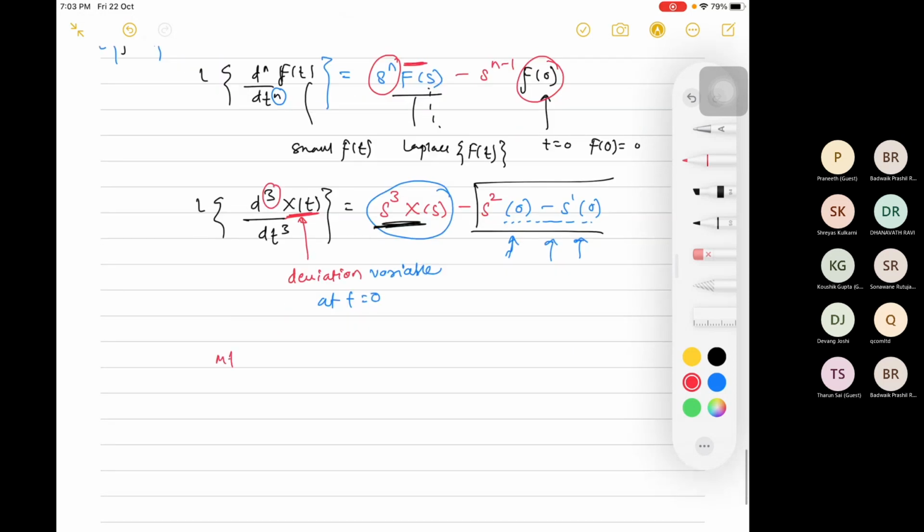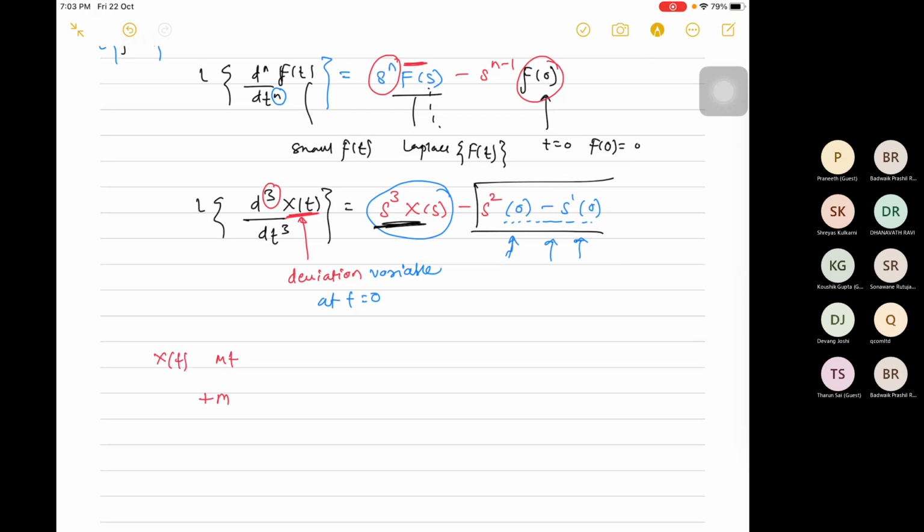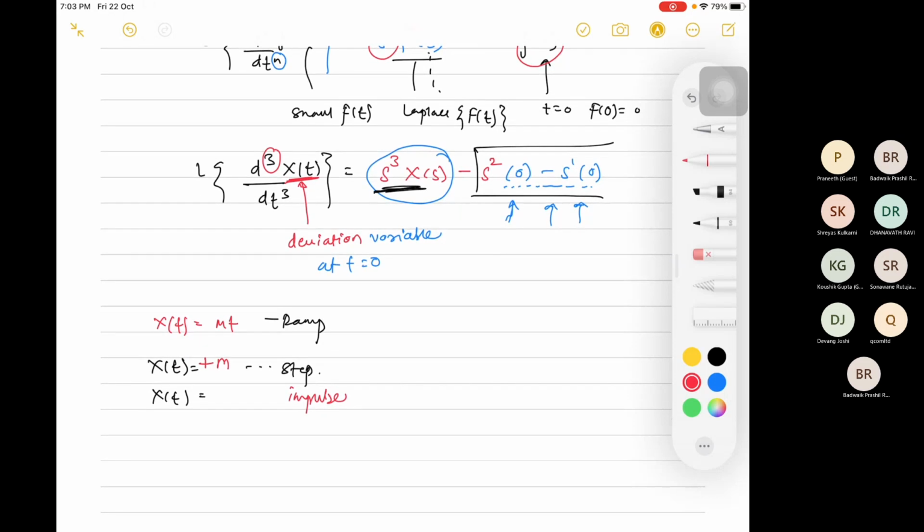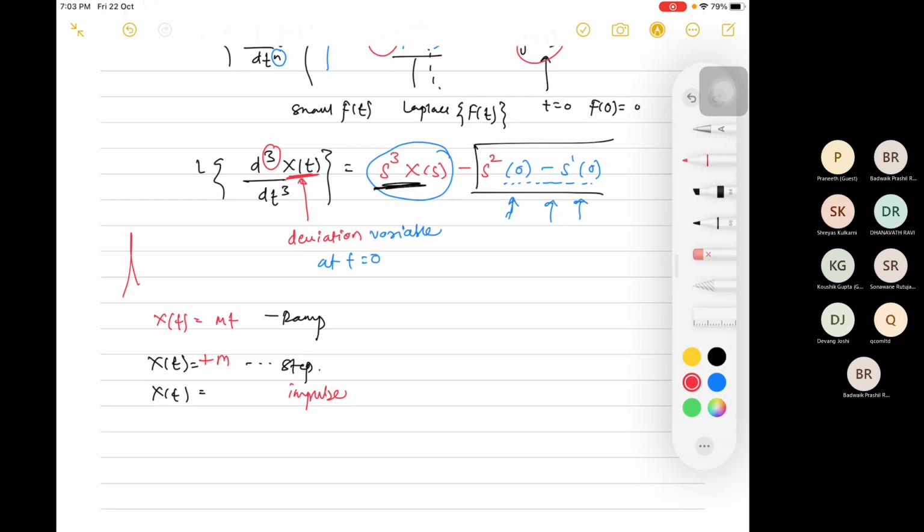In a ramp, what is the equation? It is mt. In case of a step it is positive m, so capital X of t is equal to mt for the ramp. In a step, capital X of t is equal to plus m. In an impulse, what will it be? It is the Dirac delta function, right? Dirac delta function means the function which lasts for a fraction of time. So you give a sudden change and then leave it, like that condition.